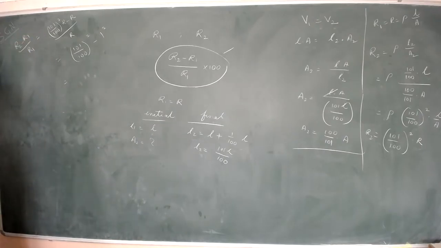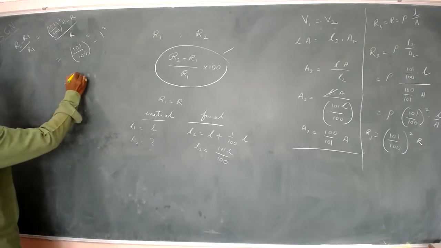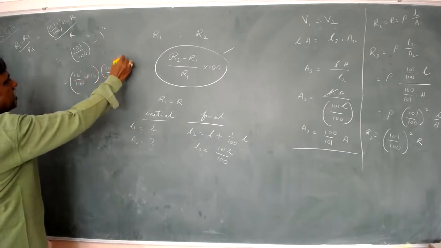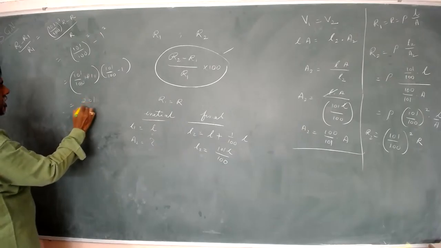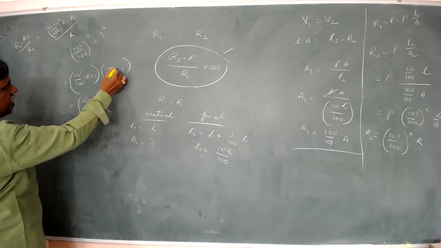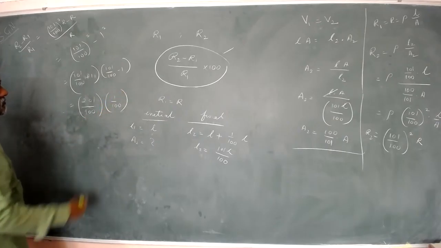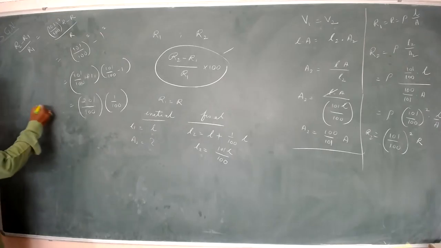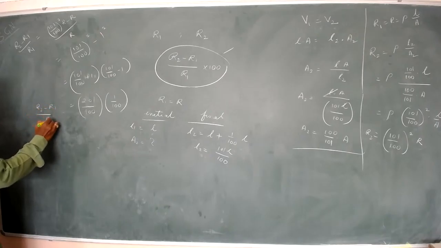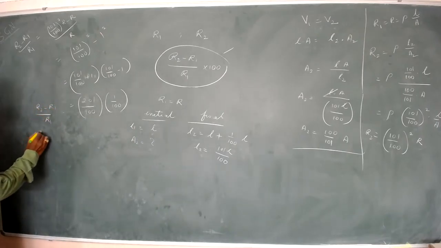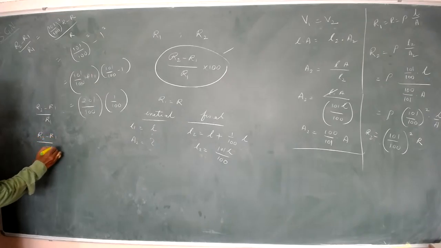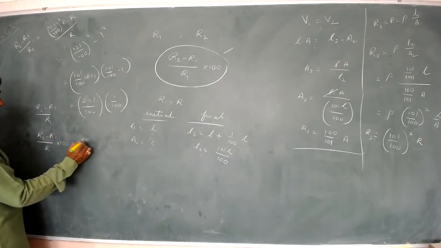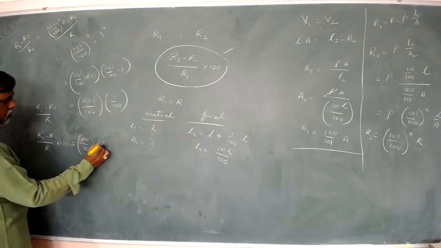Now what are you thinking? A square minus B square is A plus B into A minus B. Understood? So what is this? R2 minus R1 by R1 is the percentage change, into 100. So this is 201 by 100 into 1 by 100.